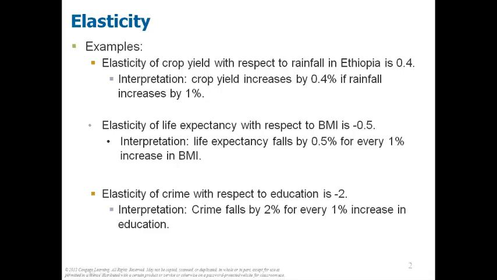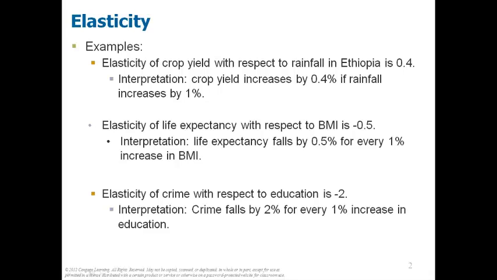It's positive, so it means that these two variables move in the same direction. As one increases, the other one increases, and when one decreases, the other one decreases. And it's equal to 0.4. What that means is that the percentage change in y divided by the percentage change in x is equal to 0.4. Here we would probably say that rainfall is the independent variable and crop yield is the dependent variable. So when rainfall increases, it causes crop yield to increase and not the other way around.